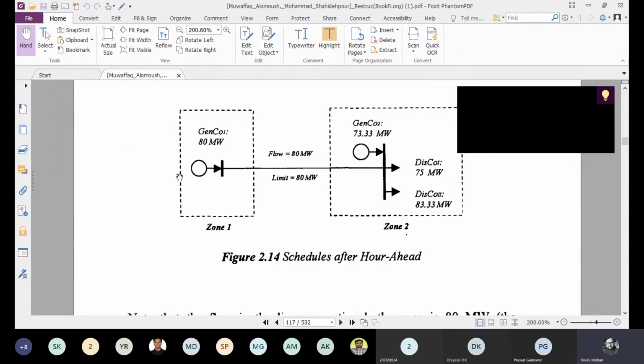But we know that there cannot be any increase from Genco 1, right? This was 60. So the whole increase comes to Genco 2. If there is an increase here, then the flow limit is violated. So Genco 2 is stepping up its generation from 60 to 73.33. So this is the schedule after our hour ahead market. This is our hour ahead schedule.